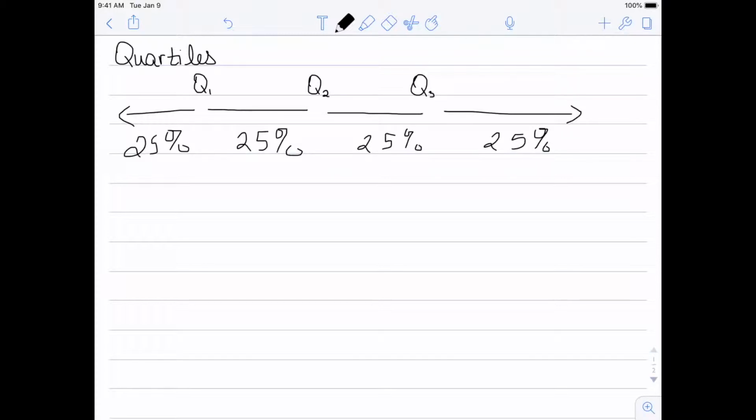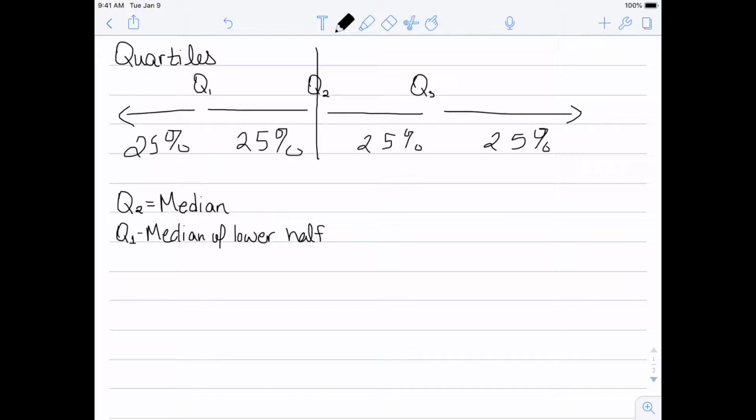So let's look at actually finding them. We start with finding Q2. Q2 is going to be the easiest to find because Q2 is just the median. Q2 has 50% of the data above and 50% below, which is the exact same thing as just the median. Once we have the median, that breaks our data up into 2 pieces. Like I said, 50% below and 50% above.